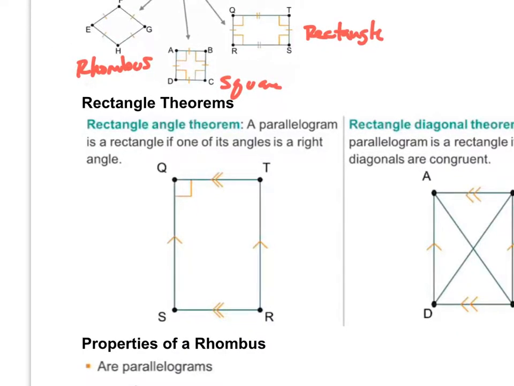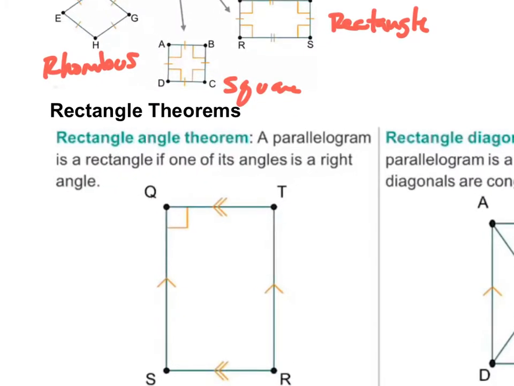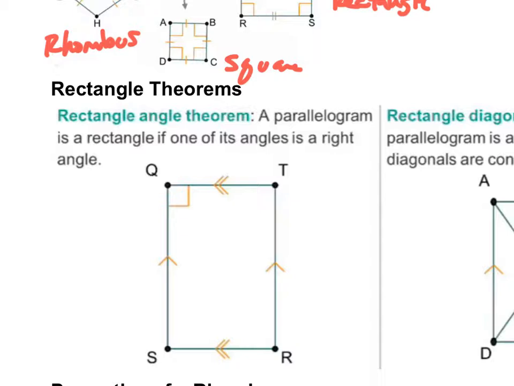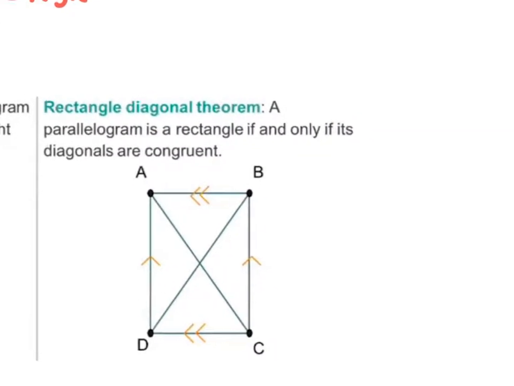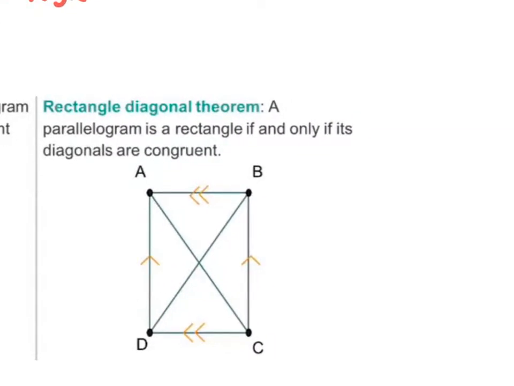So, what we know first about rectangle theorems is that a parallelogram is a rectangle if one of its angles is a right angle, okay? And we can then conclude that if one of the angles is a right angle, all of the angles are right angles, okay? And then the main thing about rectangles is the rectangle diagonal theorem, okay? And that means that a parallelogram is a rectangle if and only if its diagonals are congruent.